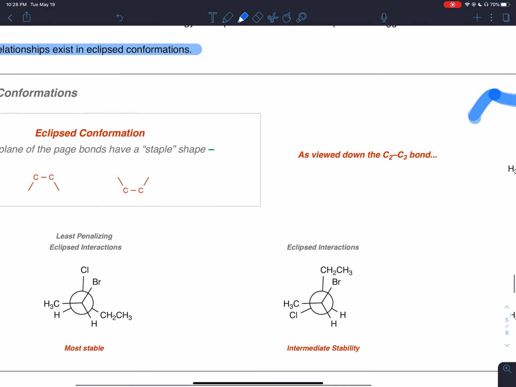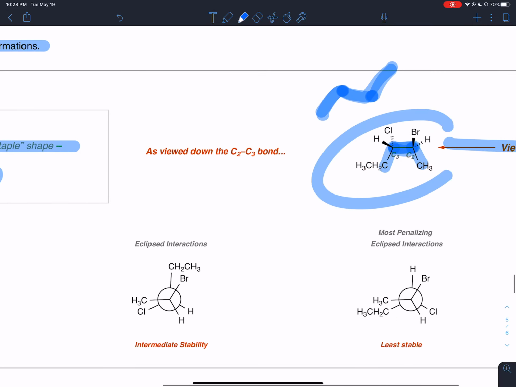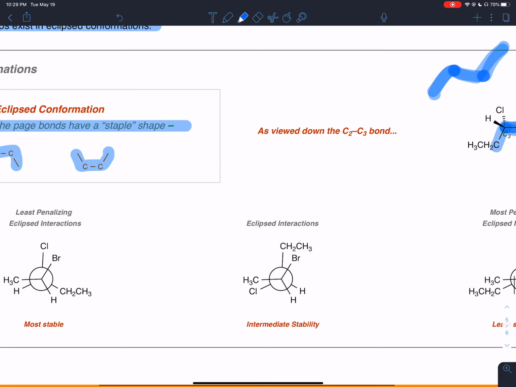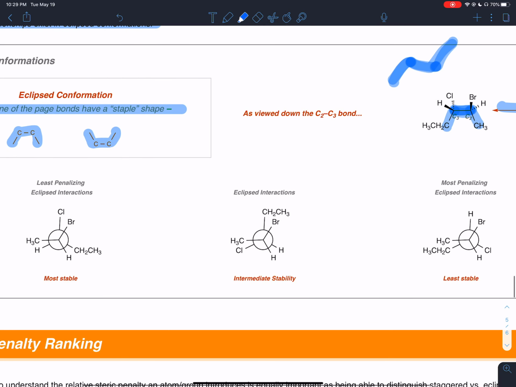Okay, so here's what I just said. If the in-the-plane-of-the-page bonds have a staple shape, like this or like this, you know that your perspective drawing is of an eclipsed conformation. So if you look down that bond in a Newman projection, you would see an eclipsed conformation. Here we have three eclipsed conformations, and we're going to talk through the relative steric penalty.